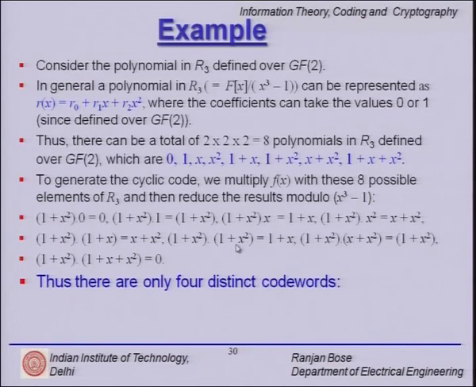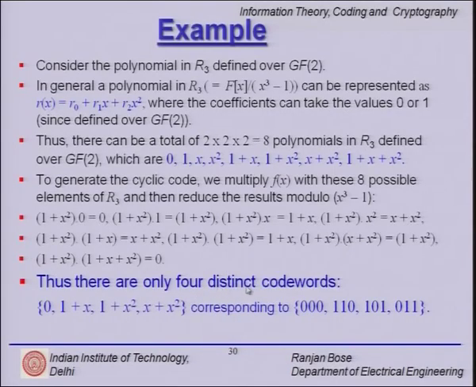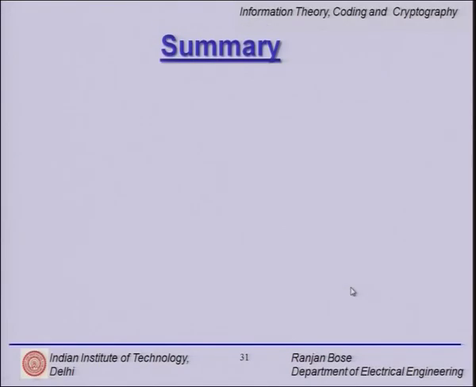So, just now you generated your first cyclic code using this notion of multiplication of a polynomial over R3. What are these 4 distinct code words? The 4 distinct code words, as we just saw, are 0, 1 plus x, 1 plus x squared, and x squared plus x. These correspond to 4 code words in terms of binary digits, and you can check whether they are linear block codes and whether they follow the cyclic property.